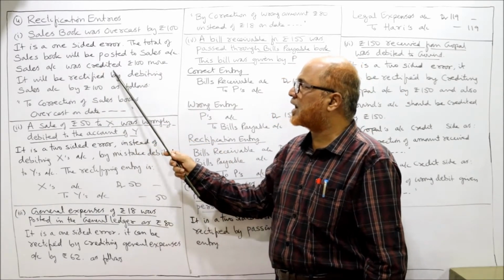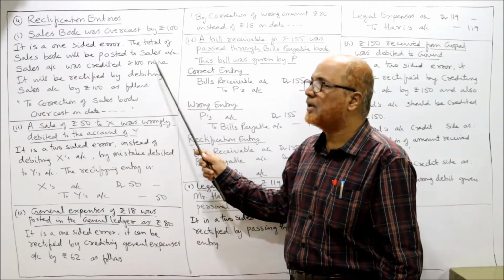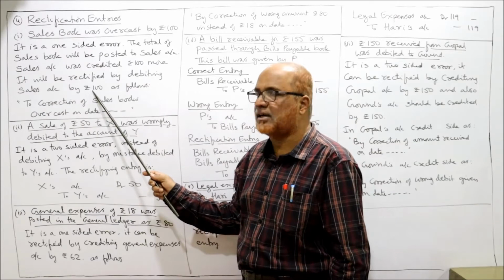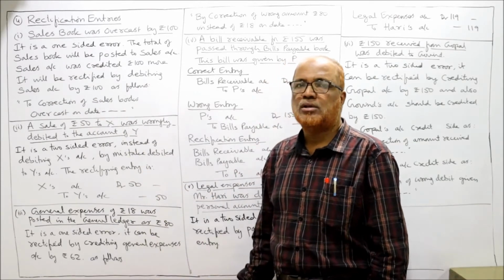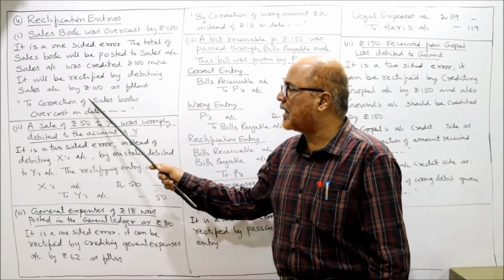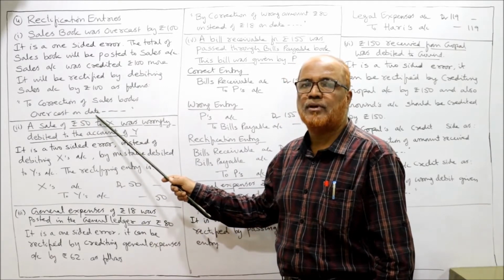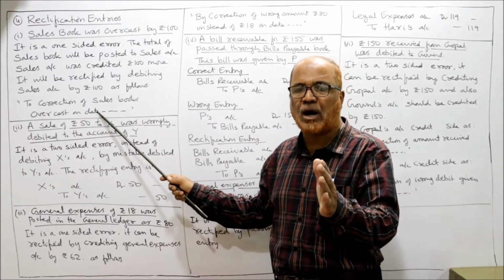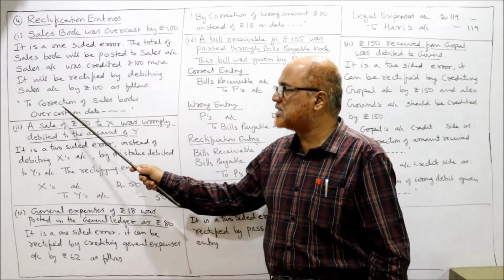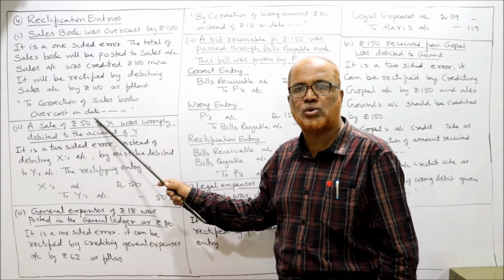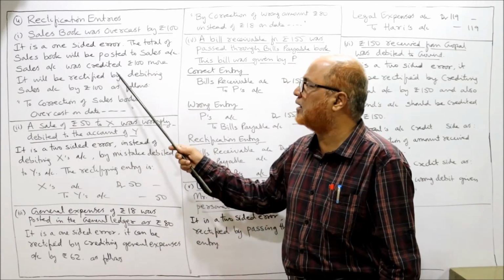Sales account was credited 100 rupees more. It will be rectified by debiting sales account by rupees 100 as follows. On the debit side of sales account you should write down the sentence "To correction of sales book overcast on date so and so" and take in the amount column 100 rupees.